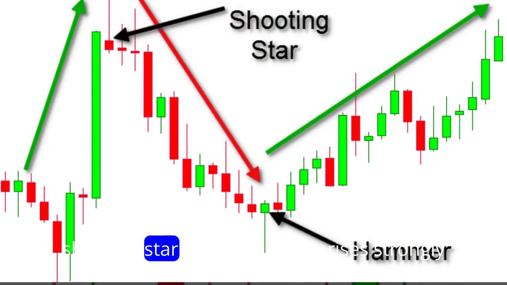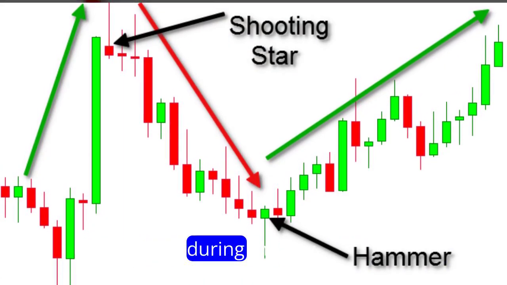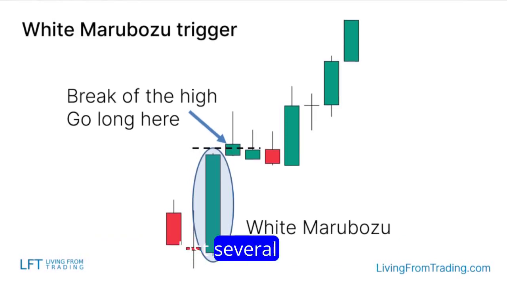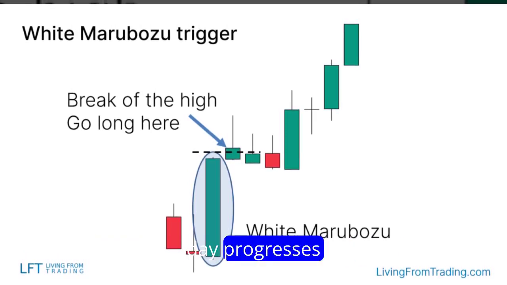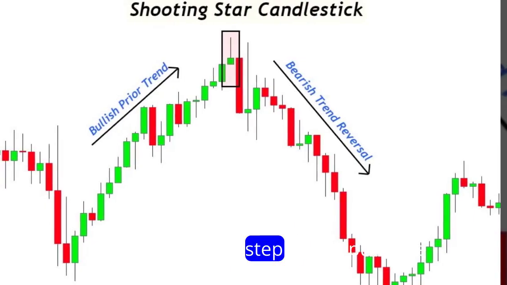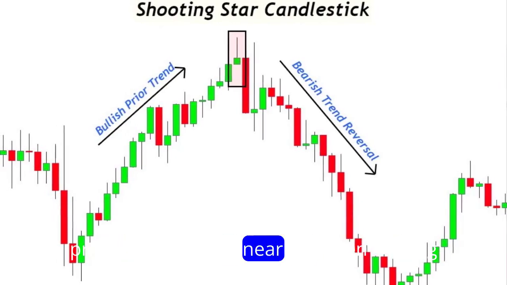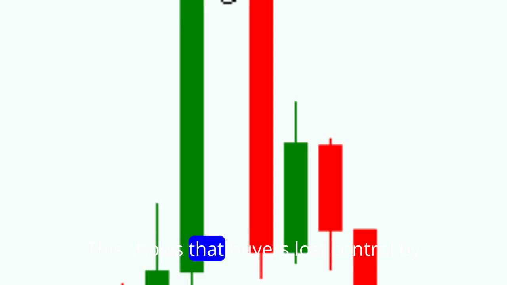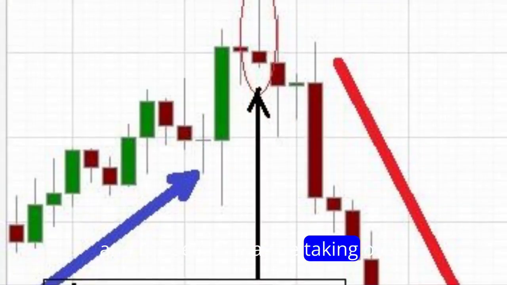A shooting star opens and then rises strongly during the day. This shows the same buying pressure seen over the last several periods as the day progresses, though the sellers step in and push the price back down to near the open, erasing the gains for the day. This shows that buyers lost control by the close of the day, and the sellers may be taking over.